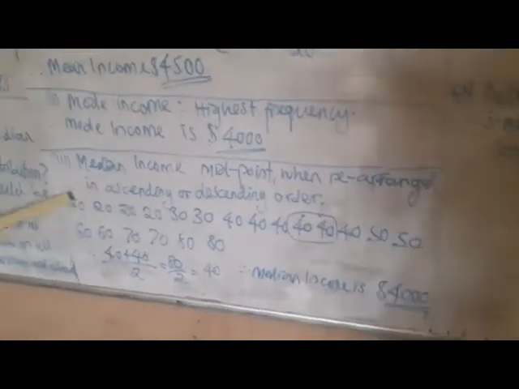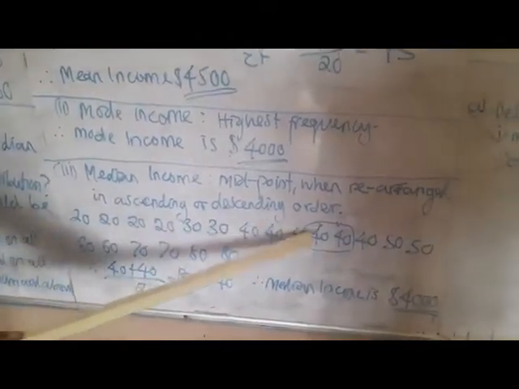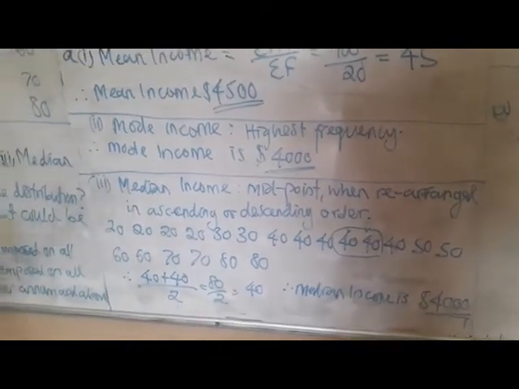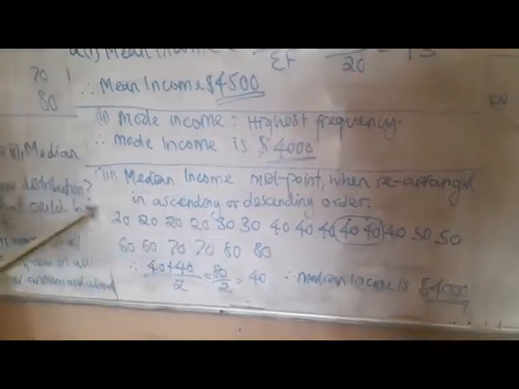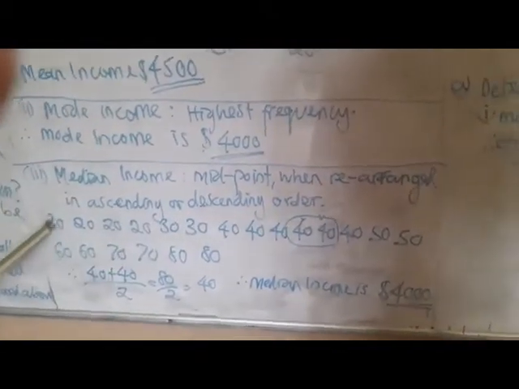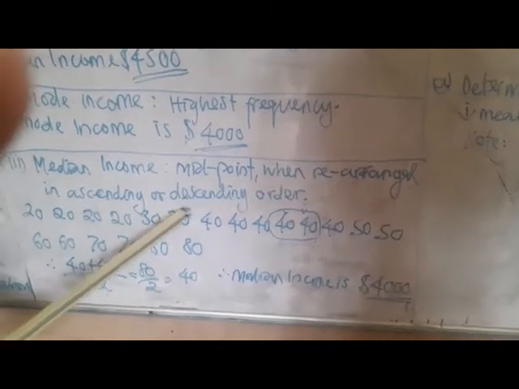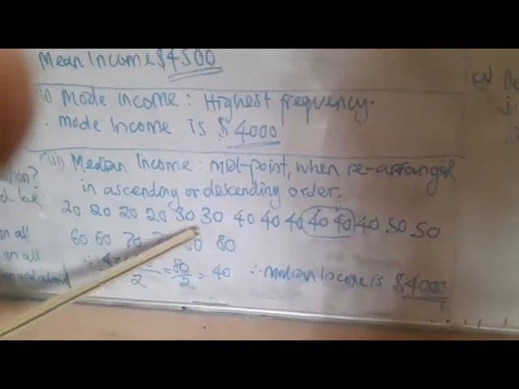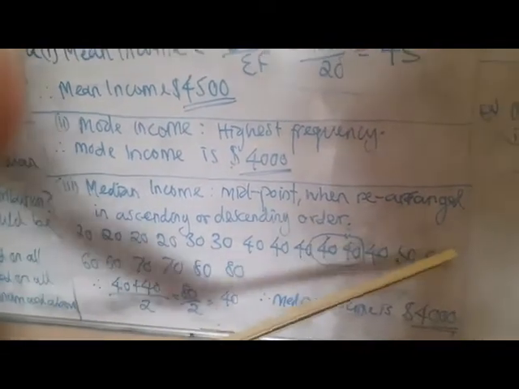20 households. 1, 2, 3, 4, 5, 6, 7, 8, 9, 10, 11, 12, 13, up to 20. Okay? So the midpoint is what? You count from left to where you have 10. So when you count, you have 1, 2, 3, 4, 5, 6, 7, 8, 9, 10. You stopped here. Then you come from backward again. 1, 2, 3, 4, 5, 6, 7, 8, 9, 10.